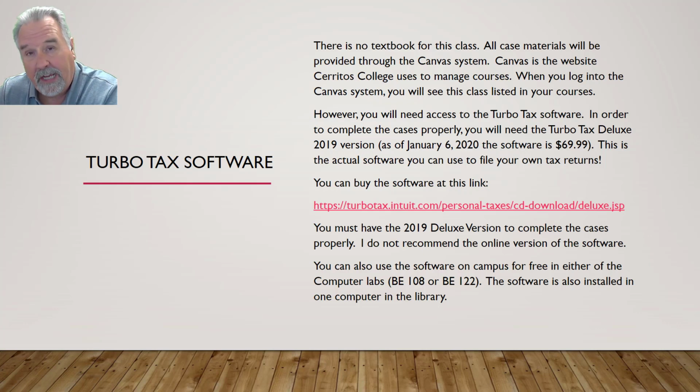You will, however, have to buy the TurboTax software. I've given you a link here and on the syllabus to the software. The first week you need to buy the software and install it on your computer and make sure that it's working properly. As of today, January 6, 2020, the software was $69.99. You might be able to find it cheaper at Staples or Office Depot or somewhere else.